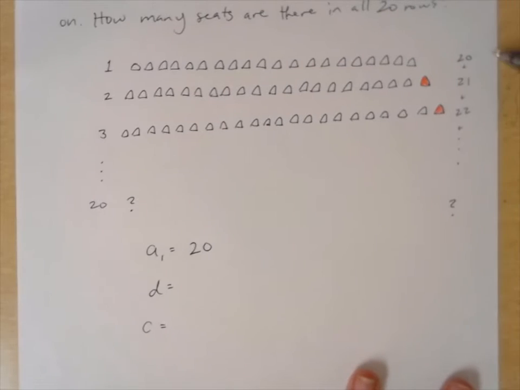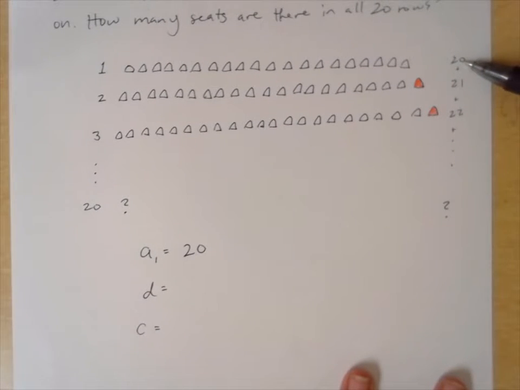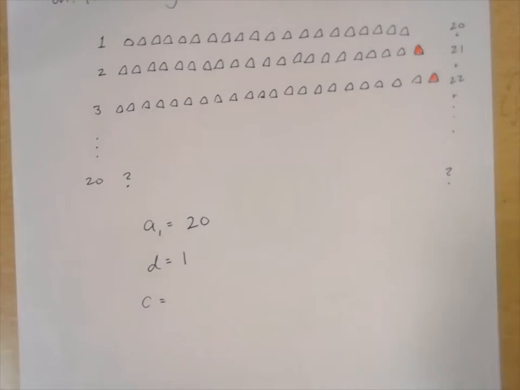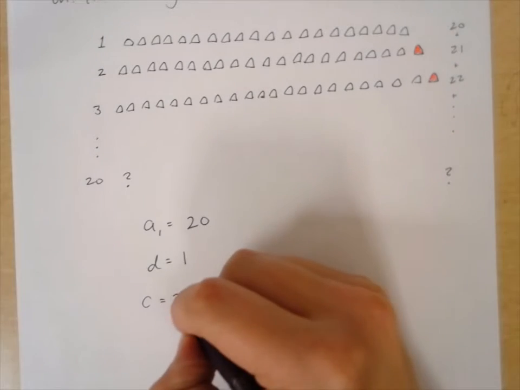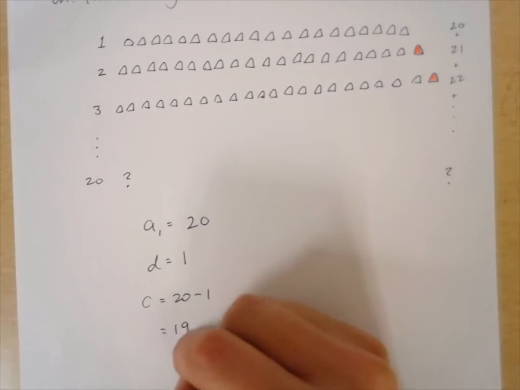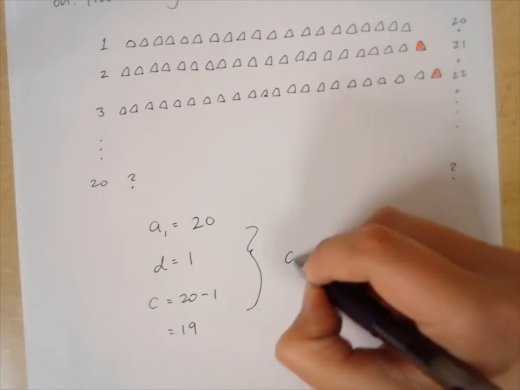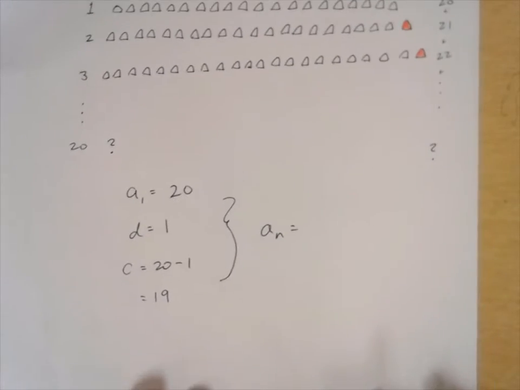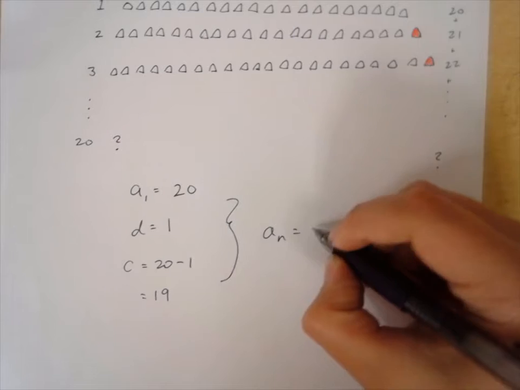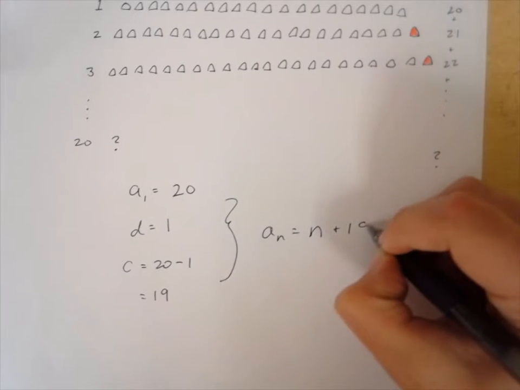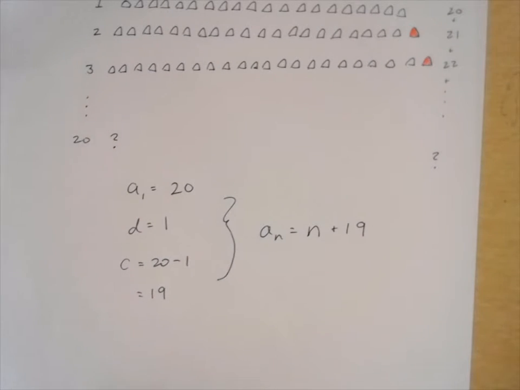To find the difference, we can look at the change in seats for each row. We went from 20 to 21, 21 to 22, and we can tell that the common difference between these terms is plus 1. Now to find the c value, I need to do my a sub 1 minus my difference, 20 minus 1, which gets me 19. Now I can use all of this info to create my formula. A sub n equals my difference times n, or just n, plus 19. That's my formula.